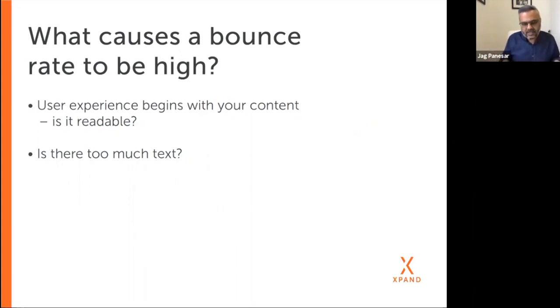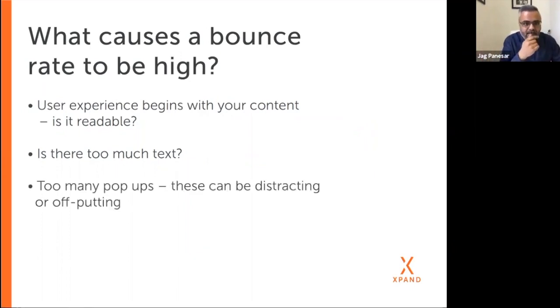I'd probably describe myself as more of a skimmer stroke swimmer, but then as I get much closer in the funnel to the purchase criteria, to the purchase process, to purchasing, that's when I become more of a diver and get into the detail. Too many pop-ups can also cause a high bounce rate. They can be distracting or off-putting. I'm not a big fan of pop-ups. I feel like it has to really add value for it to be something that I will engage with.